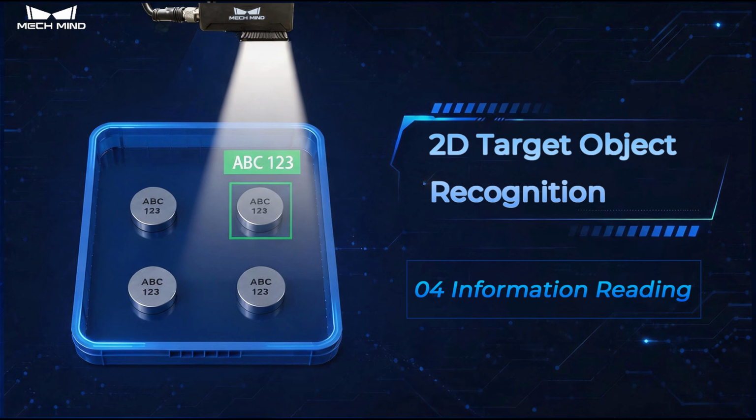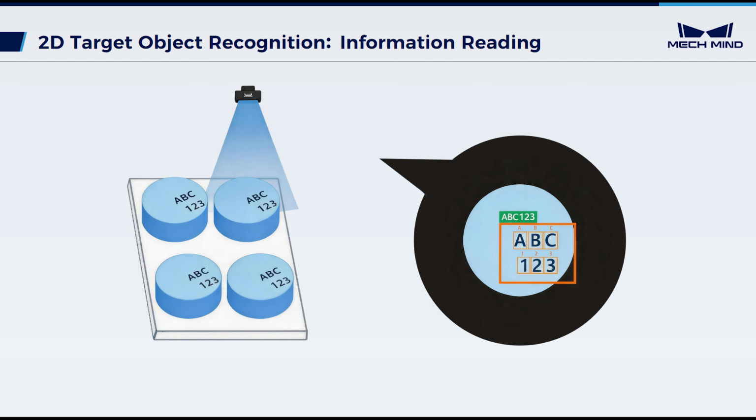This video introduces one of the key functions of 2D target object recognition, namely information reading, and demonstrates how to configure relevant parameters using the 2D target object recognition tool. In scenarios such as object assembly, 2D cameras are used to read information, identifying object models and batches. This enables accurate data entry.